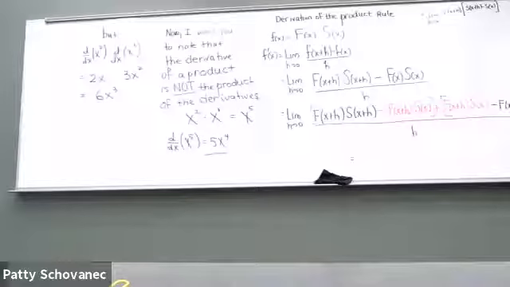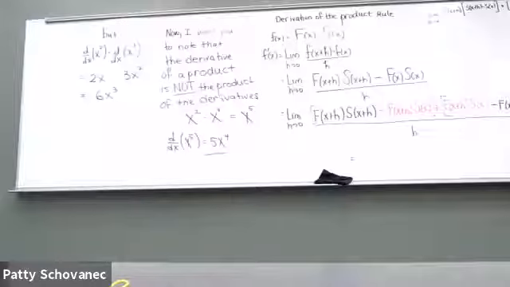Then over here, I'm going to pull out the s of x, and I'll put it on the end. Inside, I'll have f of x plus h minus f of x, times that common factor of s of x. Then all of this is divided by h.